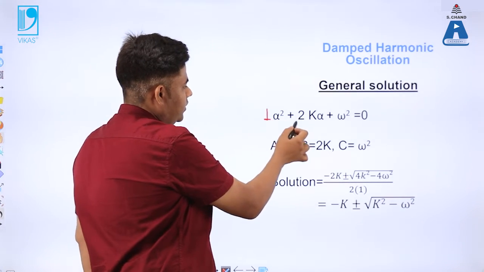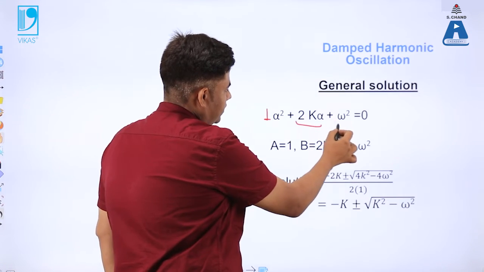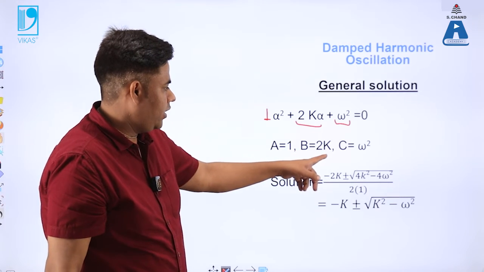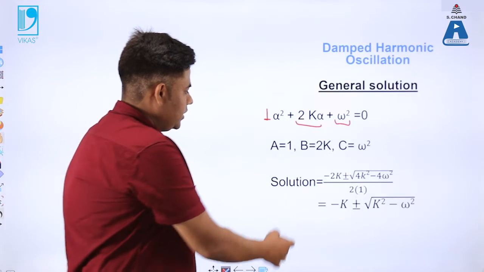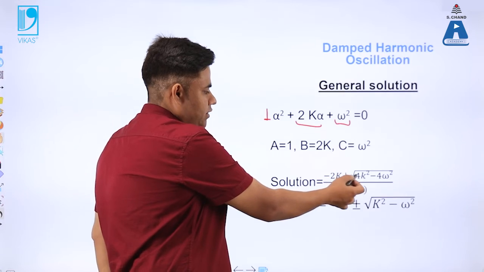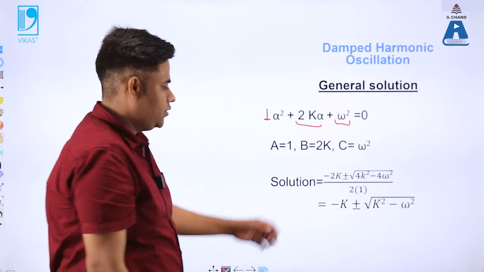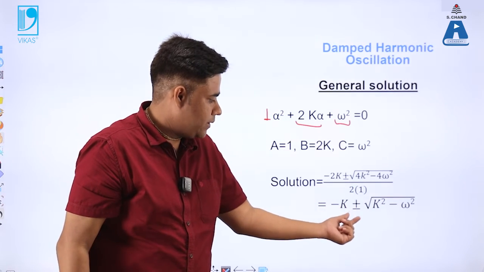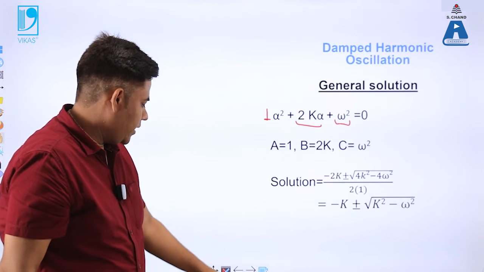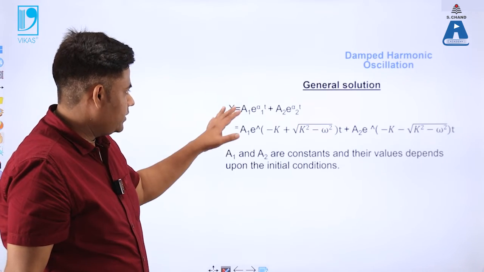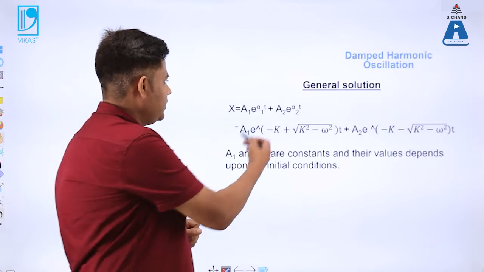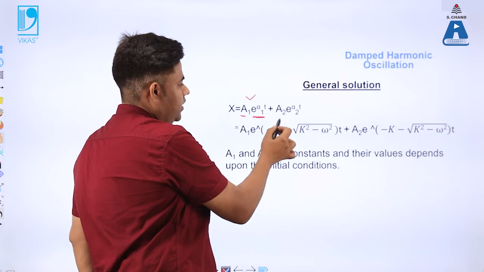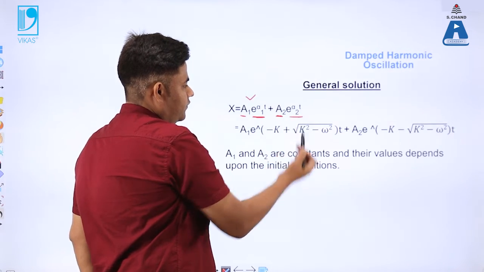This constant would be 1, this constant is 2k, and this constant is gamma square. So a is 1, b is 2k, and c is gamma square. Considering the solution, which is minus b plus minus root b square minus 4ac over 2a, I have to find out the solution, which is minus k plus minus under root k square minus omega square, and that equation would have this general solution, which is two constants, a1 e raised to the power alpha 1 t plus a2 e raised to the power alpha 2 t.